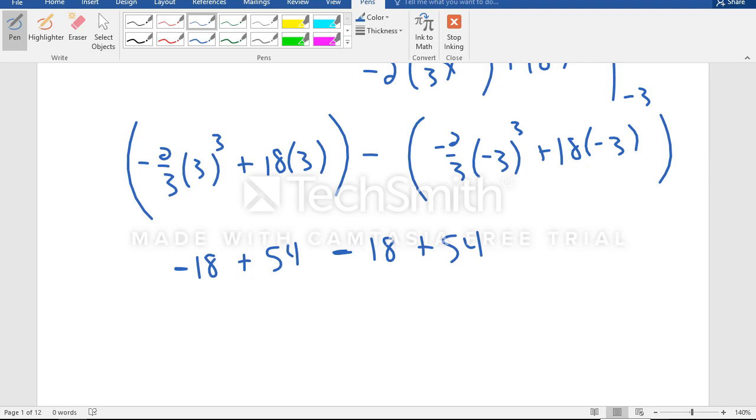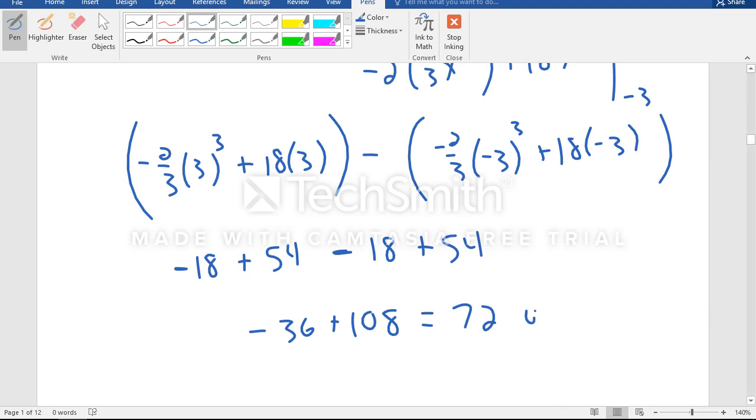And then I have, what's -18? -18 is -36. And then I got 54 plus 54, which is 108. And then 108 minus 36 would be 72. All right, so we're finding area between curves, and the area between these two curves is 72.